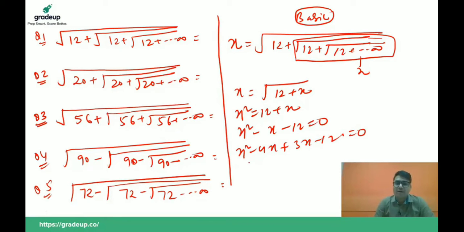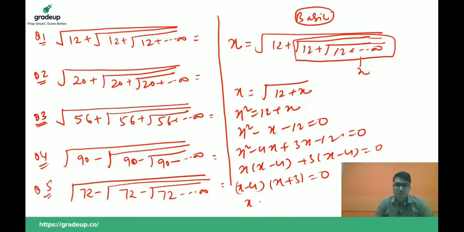x square minus 4x plus 3x minus 12 equal to 0. This is the basic rule of quadratic equation. Take common: x into x minus 4 plus 3 into x minus 4 equals 0. Now x minus 4 times x plus 3 will be equal to 0. So x will be equal to 4 or minus 3. Alright guys, minus 3 can't be the answer, so your answer will be x equal to 4. I hope you got the point. So this is the basic idea using quadratic equation.